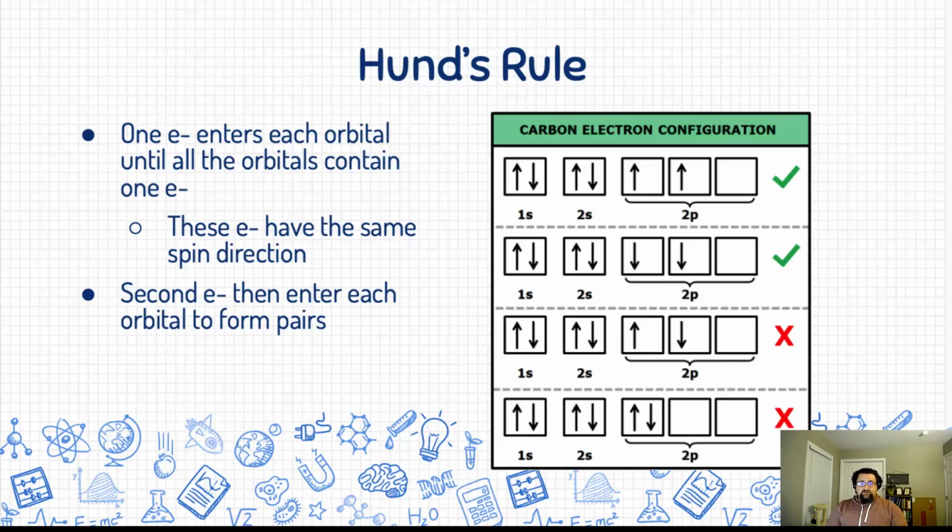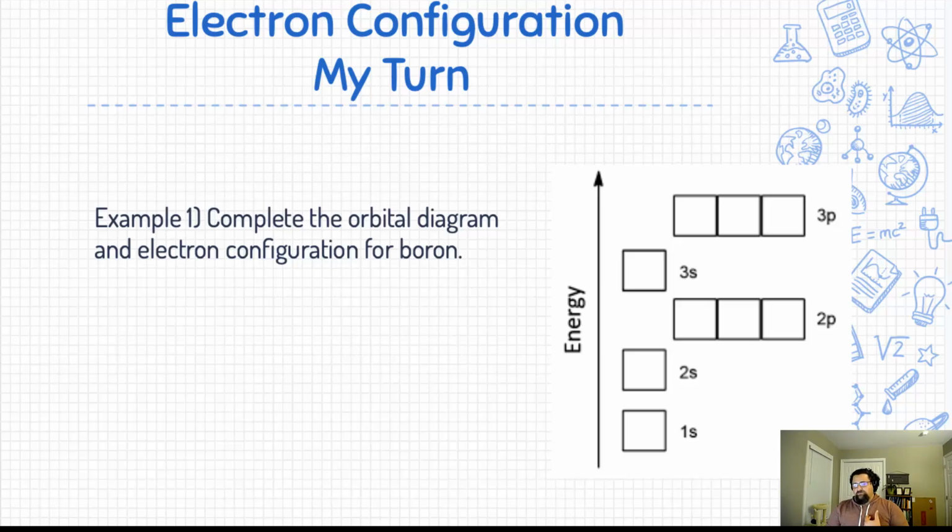Okay, so now let's get to it. What does this actually look like? How do we do this? So, my turn. We're going to complete the electron configuration of boron. In order to know what to do, you go to ptable.com or pull up your periodic table and look at boron. Boron, with the atomic number 5, is going to have 5 electrons. So first, if you want, we can do our orbital diagram.